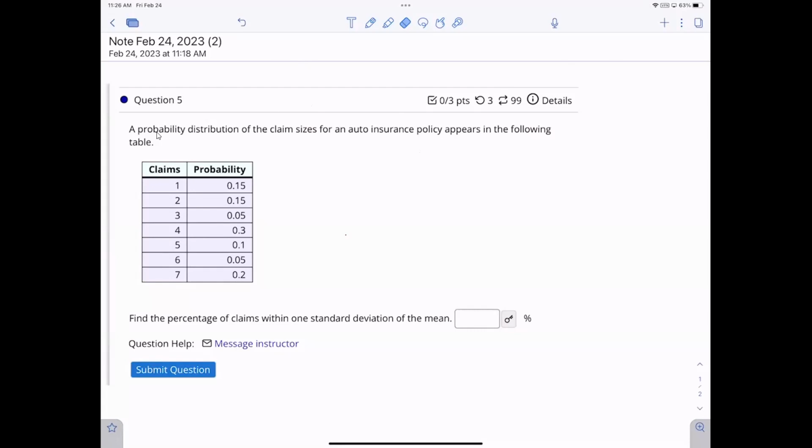And what do these numbers represent? A probability distribution of the claim sizes for an auto insurance policy appears in the following table. This is a discrete probability distribution because the claims are numbers that can be counted. These are all counting numbers. And the probabilities add up to 1. So if I add the probability column up, I get 1. And each of these probabilities is between 0 and 1. So it is a discrete probability distribution.